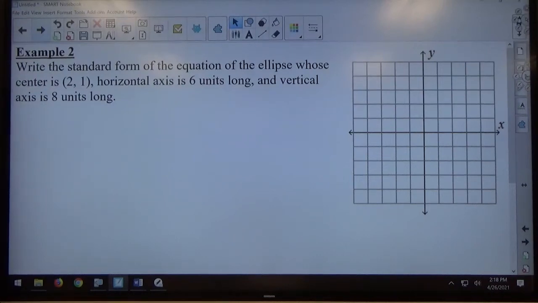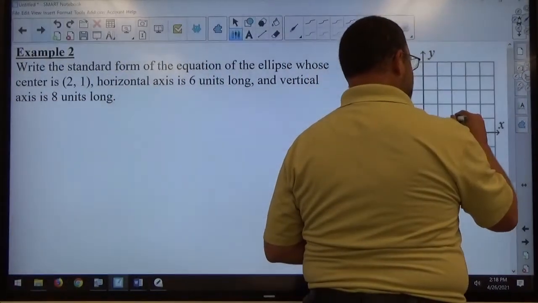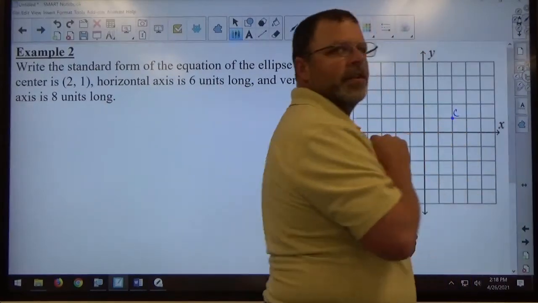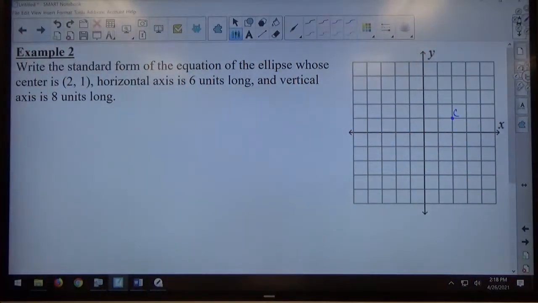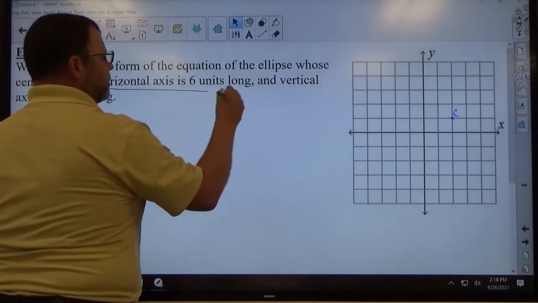Example 2. Write the standard form of the equation of the ellipse whose center is (2, 1). So they gave me a center here, (2, 1). Write big C next to it. Now it tells me the horizontal axis is 6 units long.